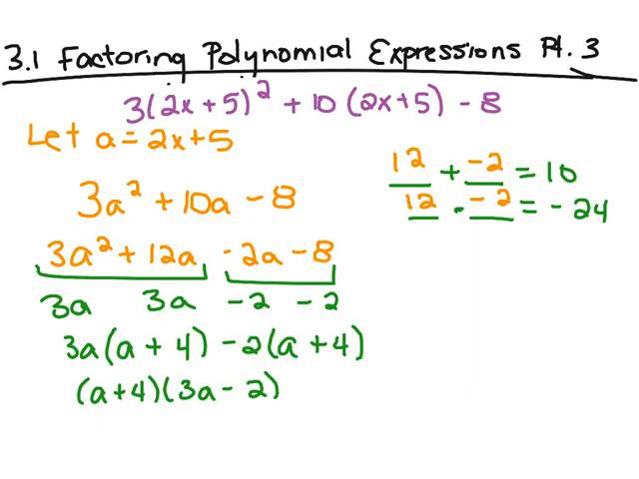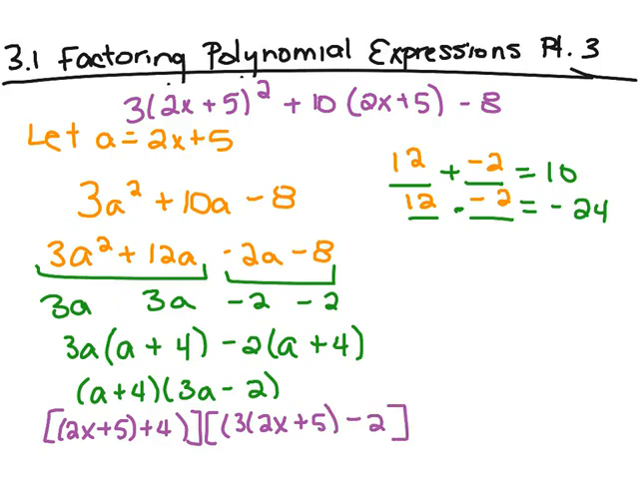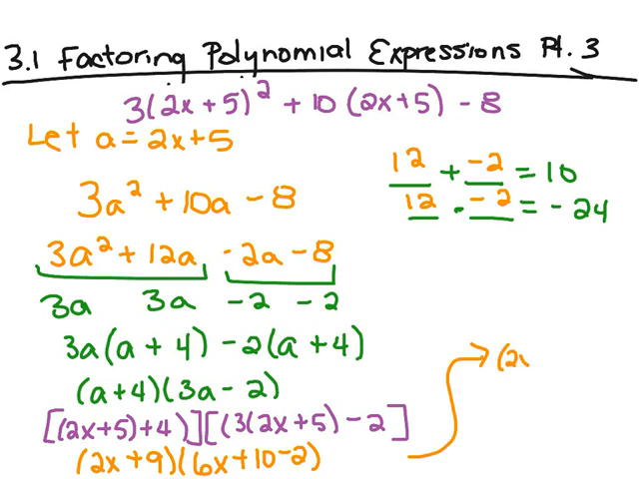Now our last step is to substitute in our 2x plus 5. So we're going to have 2x plus 5 plus 4 and 3 times 2x plus 5 minus 2. Do not forget to distribute your 3 into the brackets. So we're going to be left with 2x plus 5 plus 4 is 9. And over here we're going to be left with 6x plus 10 minus 2. So our final answer is 2x plus 9 bracket 6x, and 10 minus 2 is 8. So this is our factored answer.